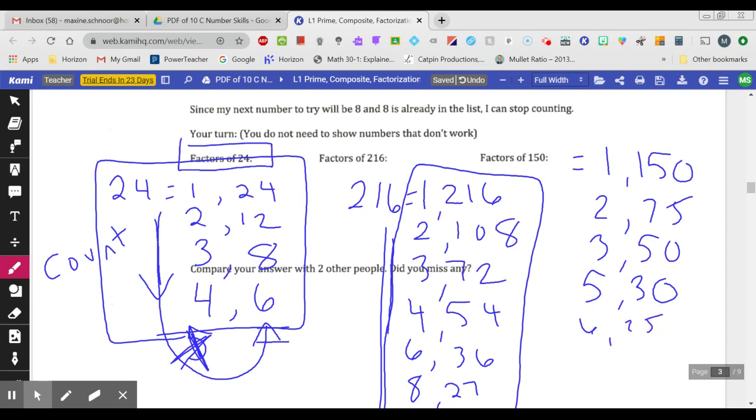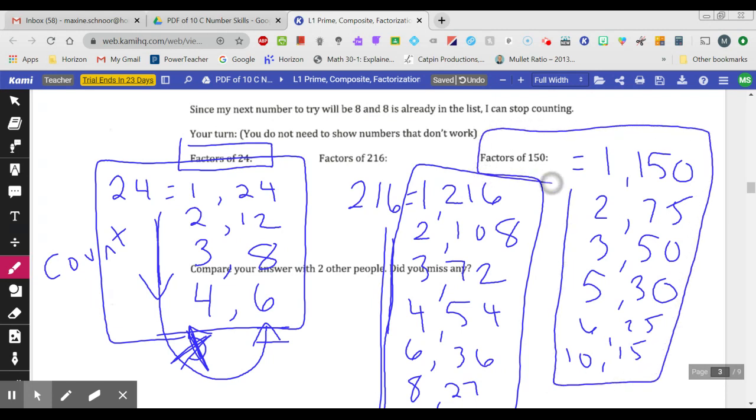Does 7 go in? I don't think it does. Nope. Does 8 go in? Nope. Does 9 go in? Nope. But 10 goes in 15 times. Does 11 go in? Nope. Does 12 go in? Nope. So notice 12 goes in 12.5 times. So because we've started to wrap around, we can't even get to 13. We know that this is our full list.